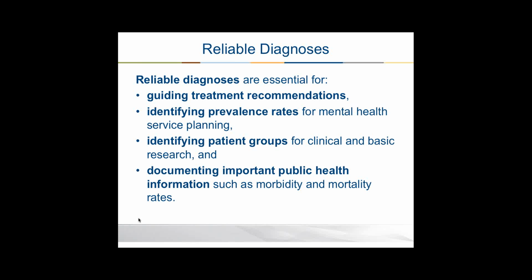Reliable diagnoses are also useful and important for identifying prevalence rates. How many individuals with this particular diagnosis are diagnosed within a given time period? When people do research, they want to make sure that they have homogeneous research groups diagnostically, and that depends too on reliable diagnosis. And then there are such important public health information systems that comment on morbidity and mortality, and again, you need to be reliable in your diagnoses. So those are all good reasons why reliable diagnosis is important.